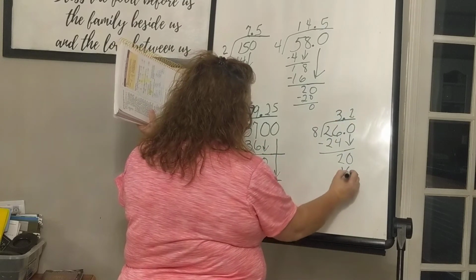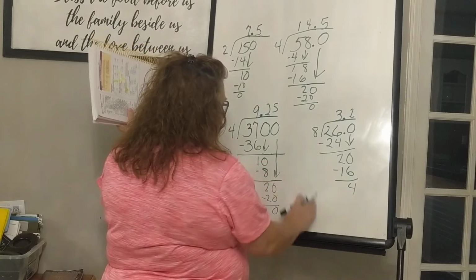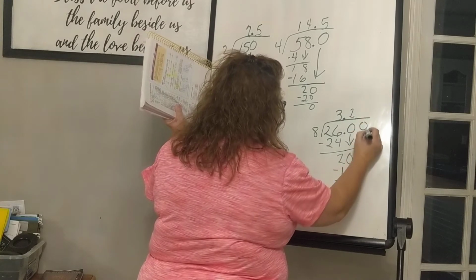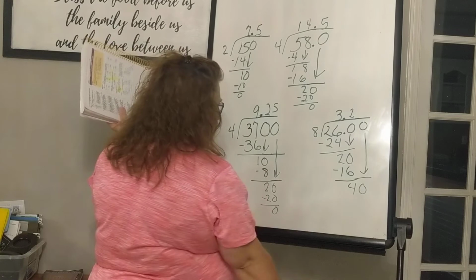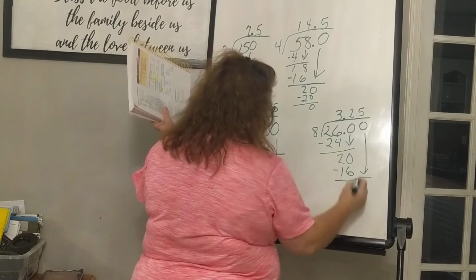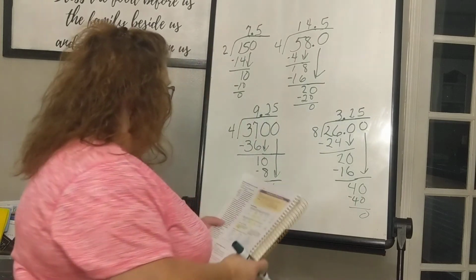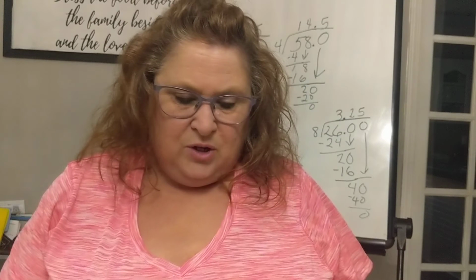8 times 2 is 16. 20 minus 16 is 4. 4 is smaller than our divisor. We do not want a remainder, so we're going to have to annex another 0 to bring down. And how many times will 8 go into 40? It will go in there 5 times, and 8 times 5 is 40. So our answer is 3.25. Okay, and once again, let's do one more.